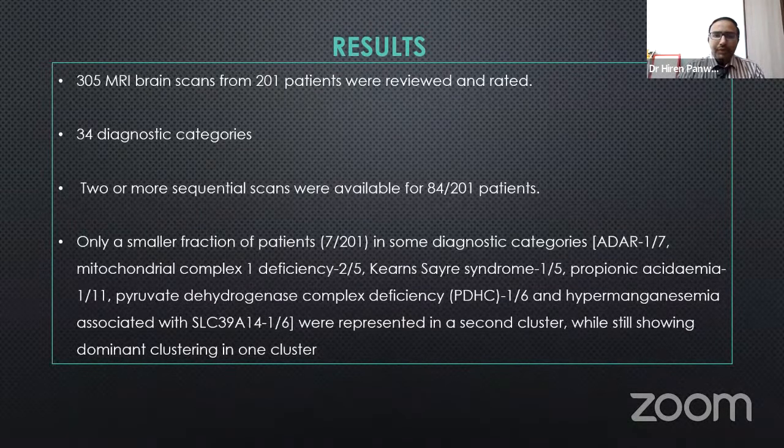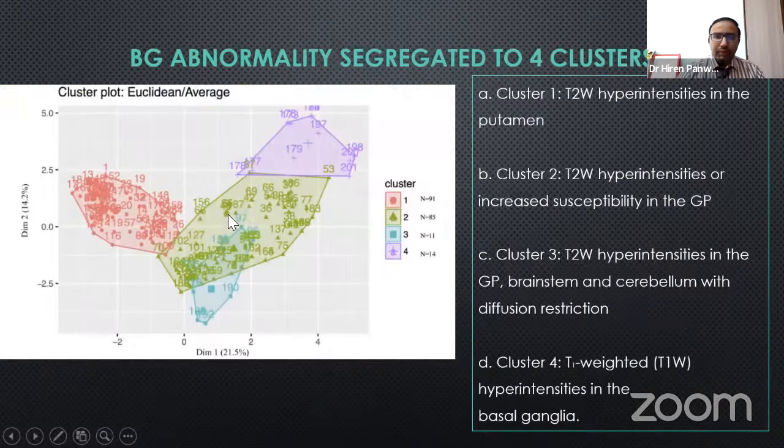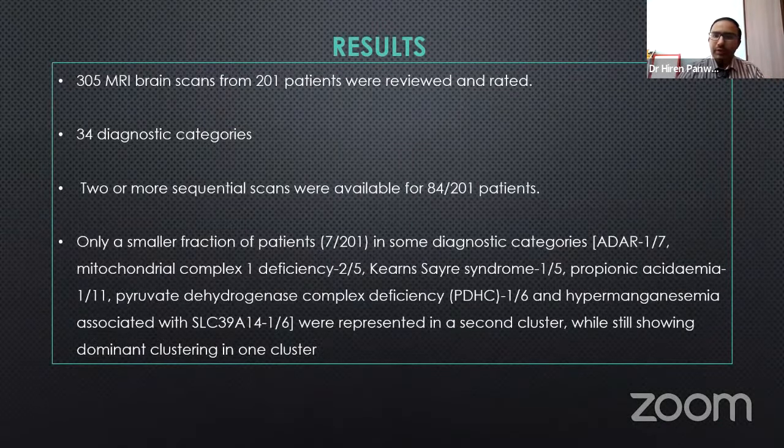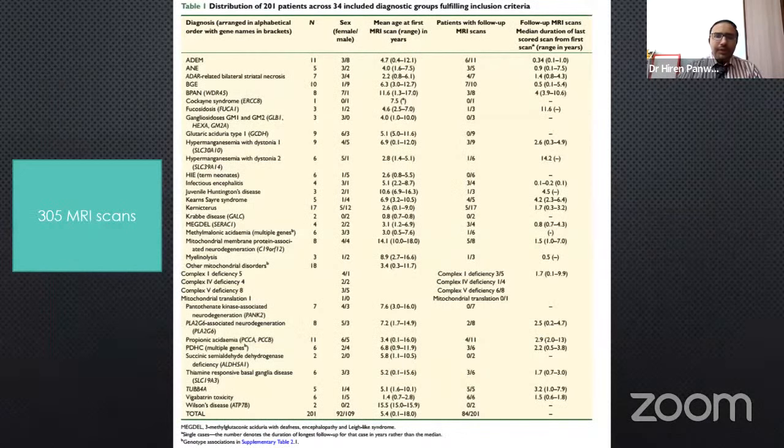There were some findings, like certain diseases, for example mitochondrial disease and Kearns-Sayre syndrome and so on, that have overlapping features. For example, they would have initially presented as a cluster one disease, but on follow-up scan, they would have shown additional hyperintensity in the globus pallidus and so on. So they had overlapping features in these conditions that will be seen in the subsequent article. This is the table showing the claims of the entire study, that they have included 34 diagnostic groups, which included metabolic disorders, neurodegenerative disorders, some sort of HIE, then inflammatory conditions like ADEM, ANEC. So it was a large group, and they tried to sort it out by clustering.